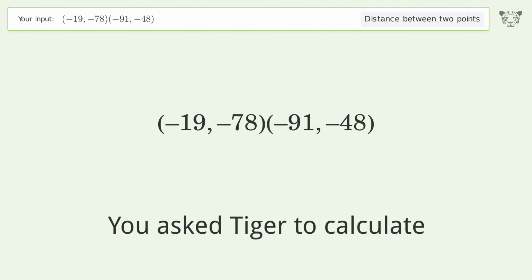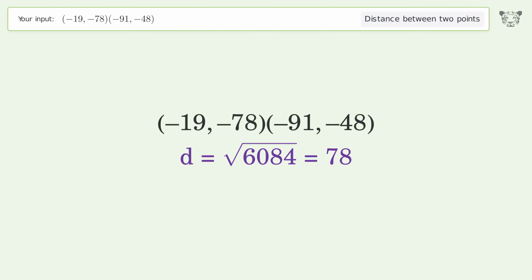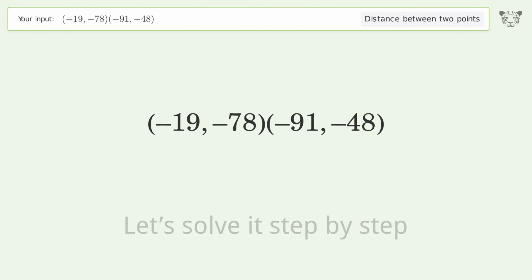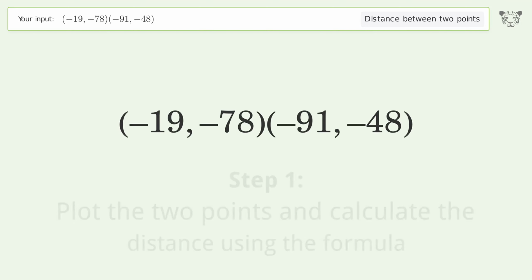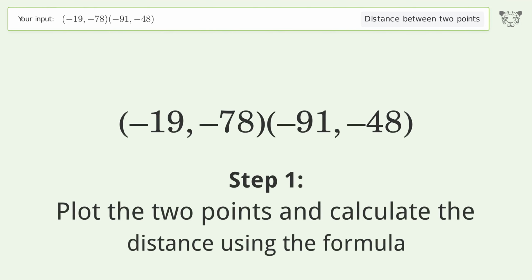You ask Tiger to calculate. This deals with the distance between 2 points. The distance between the 2 points is the square root of 6,084, or 78. Let's solve it step by step. Plot the 2 points and calculate the distance using the formula.